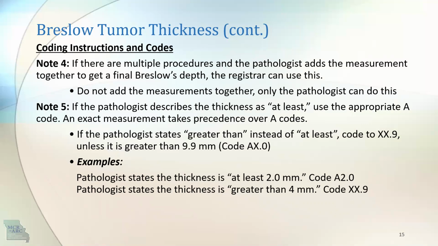Examples: Pathologist states the thickness is at least 2.0 millimeters. Code A2.0. Pathologist states the thickness is greater than 4 millimeters. Code XX.9.